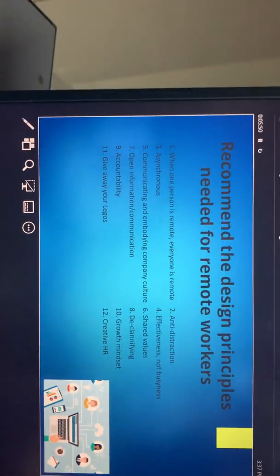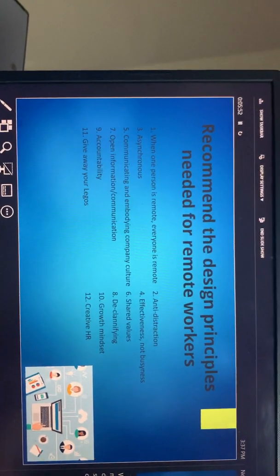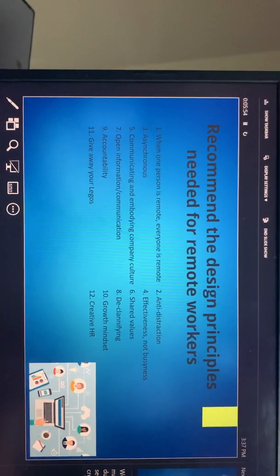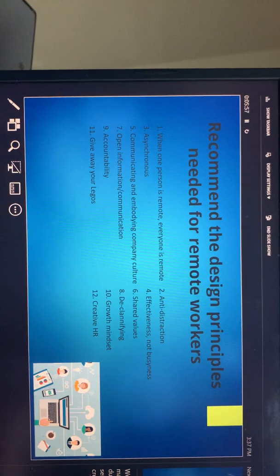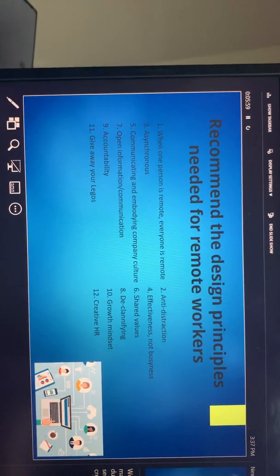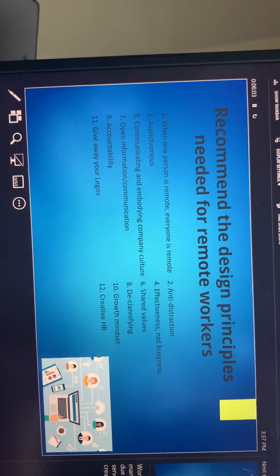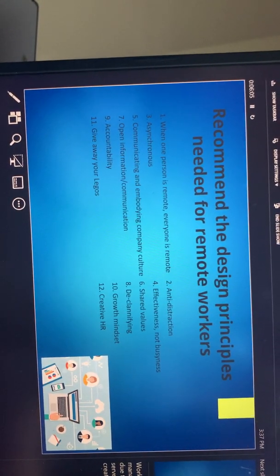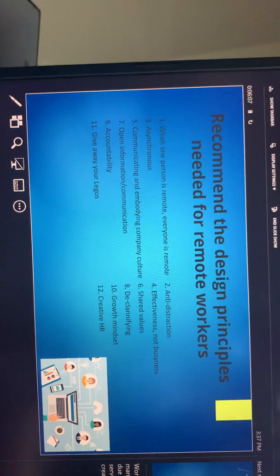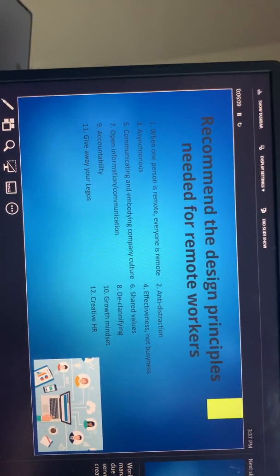Recommended design principles needed for remote work. This is where COVID has really amped up the availability for our employees to work remotely. As you can see on some of these 12 choices here, it gives the availability of what is needed to work remote and some challenges that some of our users would see.